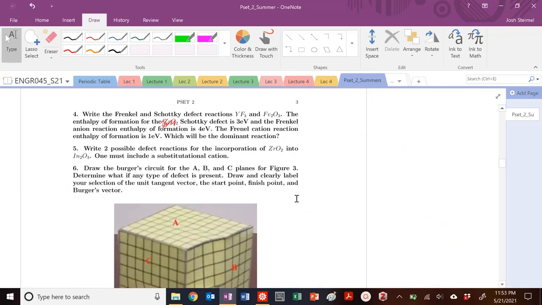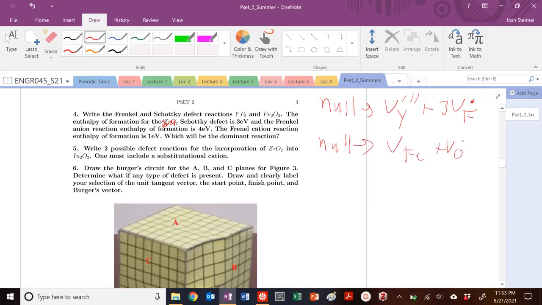Write the Frenkel and Schottky defects for YF3 and Fe2O3. So let's do Schottky's first. So null goes to vacancy in Y, which is going to be a minus 3, plus 3 vacancies of this, which is going to be positive here. Let's go here. Null goes to vacancy of Fe, vacancy of oxygen, 1, 2. I know there needs to be 3 of these guys. There needs to be minus 3 here, 2 of these. Okay, good to go.